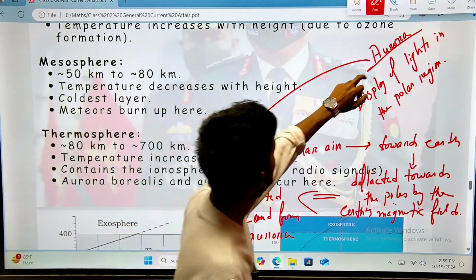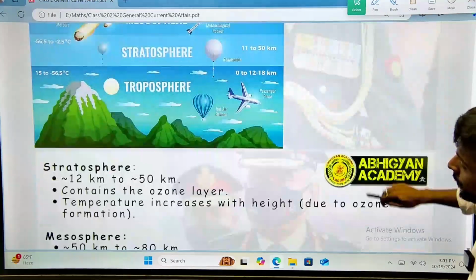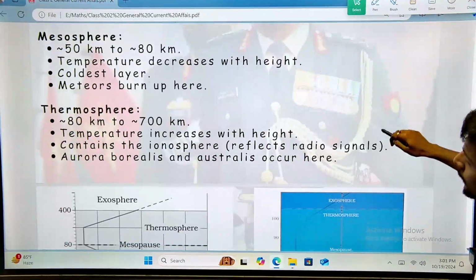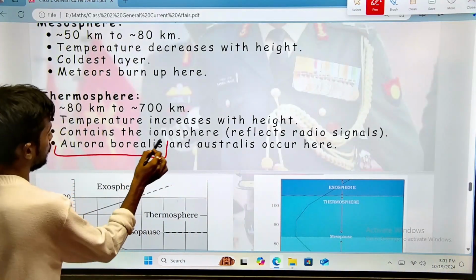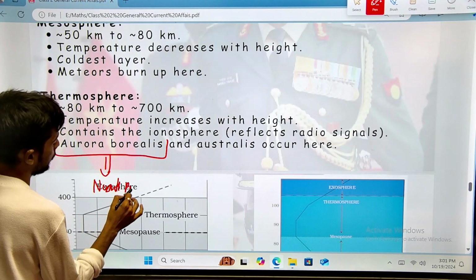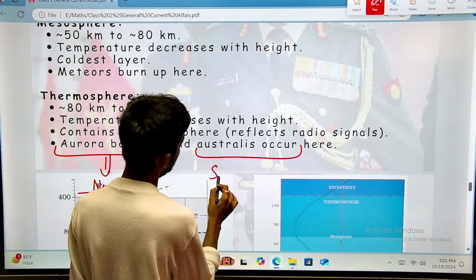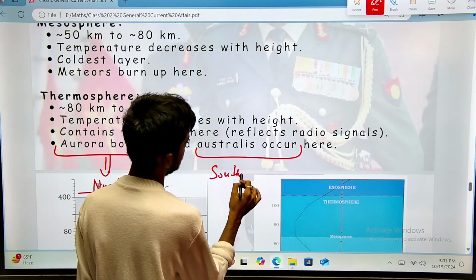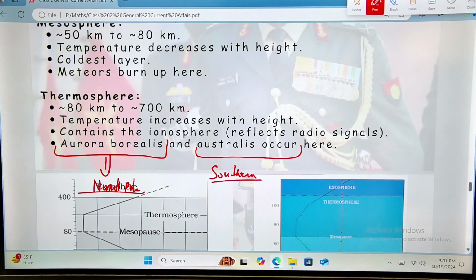Now obviously, you know there are two poles, one is the northern pole, another is the southern pole. The aurora that is displayed in the northern pole is called aurora borealis. The aurora displayed in the southern pole is called the aurora australis. Okay, this is the concept of aurora.